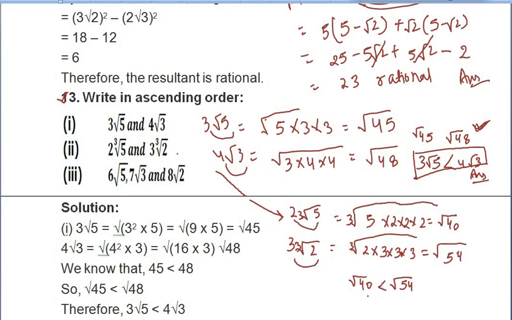Under root 40 is the value of 2 cube root 5, and under root 54 is the value of 3 cube root 2. Okay, so this is the answer in ascending order. So I hope you understood how you can solve. This one is very easy to solve. You can solve this last part by yourself.